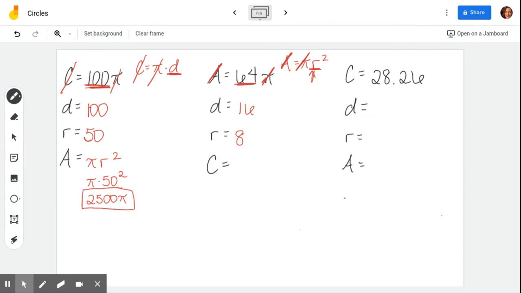There we go. So for the circumference, I need pi and I need the diameter. Circumference equals pi times 16. I'm just going to write that as 16 pi.